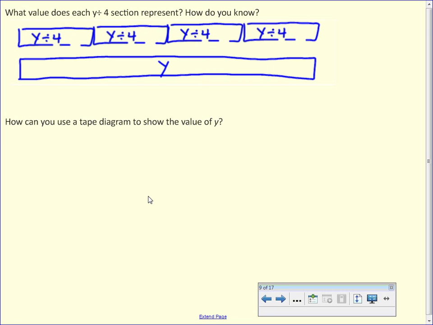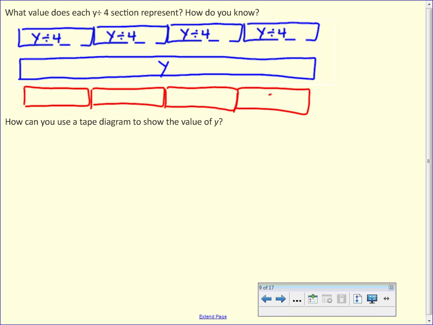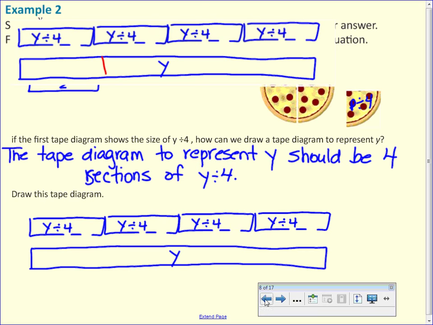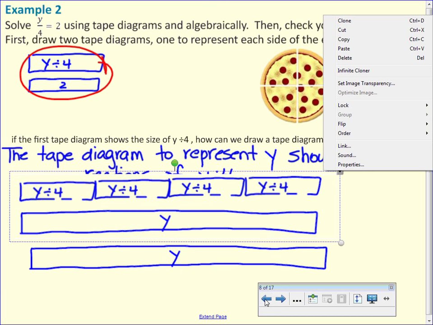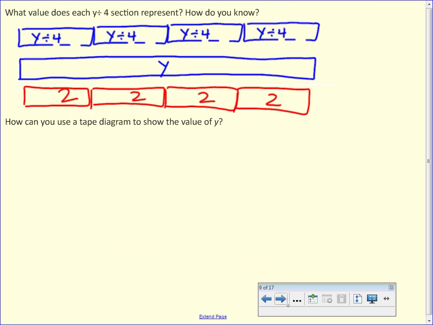So what does the value of each section represent? What do we know from the beginning? We know that each one is equal to 2. We saw that here, that each one was equal to 2. So what does y equal? y equals 8. All right.